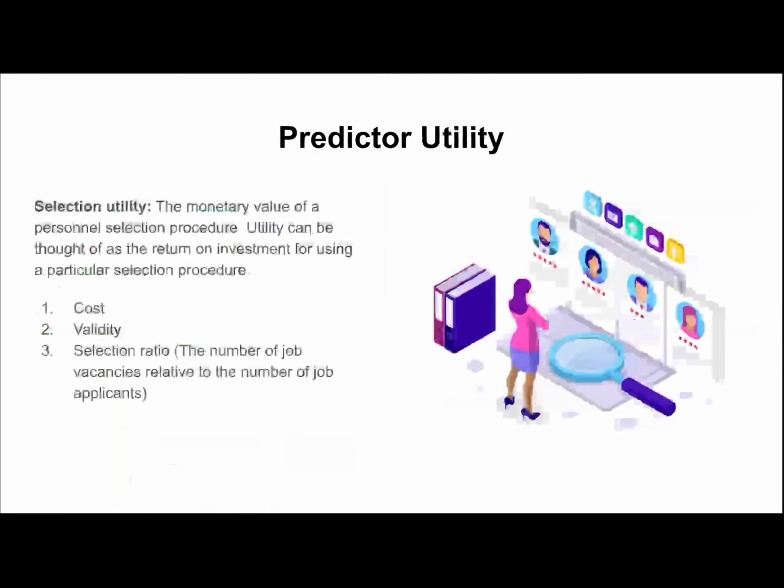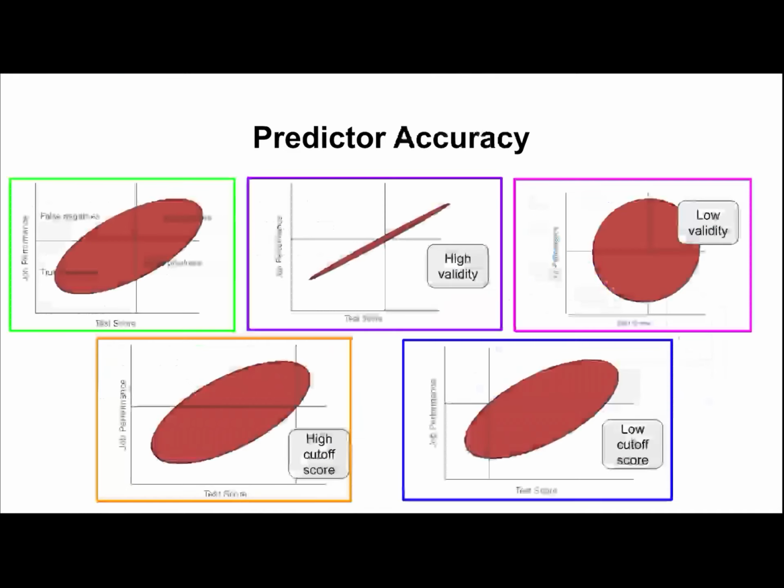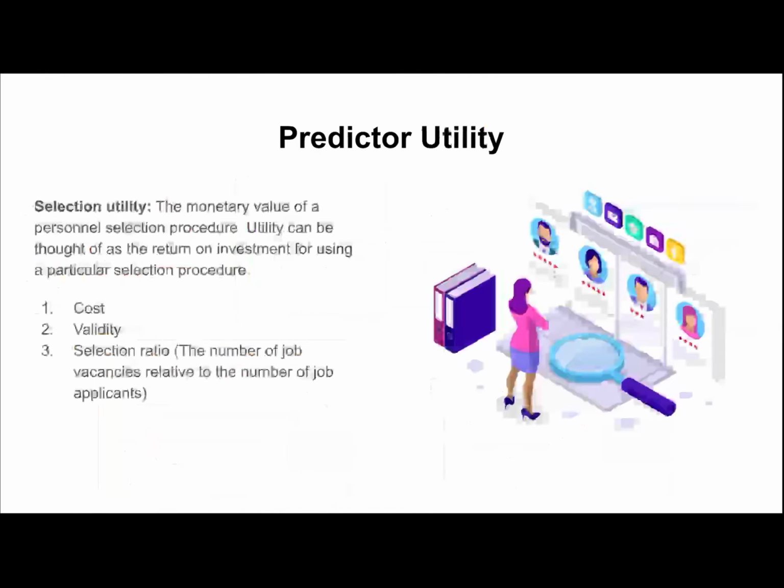Let's quickly discuss predictor utility. A selection utility is the monetary value of a personnel selection procedure. So we've been discussing these procedures, right? We use several predictors to create a selection procedure. And utility is sort of the return on investment for using a particular selection procedure, right? Is it worth it? We have to consider the cost. We also consider the validity. If it doesn't really work, if we go back to the graph with the very low validity in that pink box, it doesn't work. Your test doesn't predict if they're going to be good at the job, so why waste your money? But if you have low cost and high validity, it might be worth it.